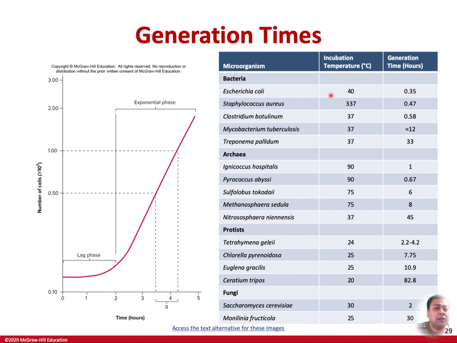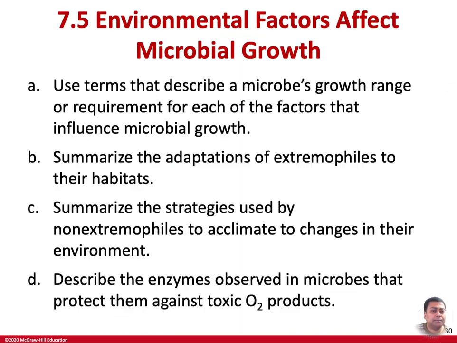You can see Staphylococcus aureus is about 0.47. For Clostridium botulinum, it's 0.58, which is very close to about 1 hour. On the other hand, Mycobacterium tuberculosis has approximately 12 hours generation time. Treponema pallidum, 33 hours. Some of the Archaea, even some of them are 45 hours. Some of the protists or the fungi are much more. So these are the general idea. You do not have to memorize anything, just that it varies a lot. So next we are looking at the environmental factors that affect microbial growth.